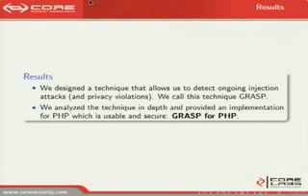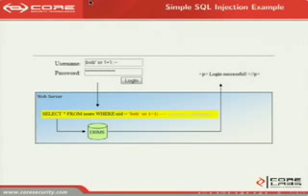So what we designed is a technique which allows us to detect injection attacks and also privacy violations, called GRASP. We've been working on this for a few years now. We have a prototype for PHP, called GRASP for PHP, and we are releasing it today as open source software.